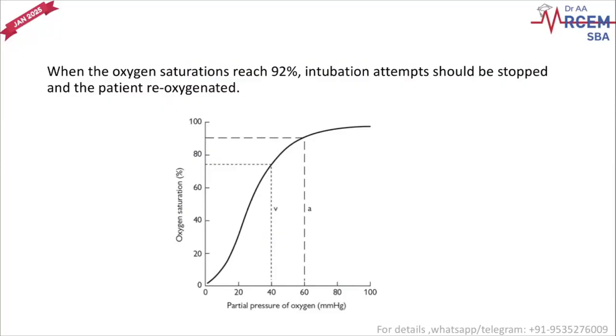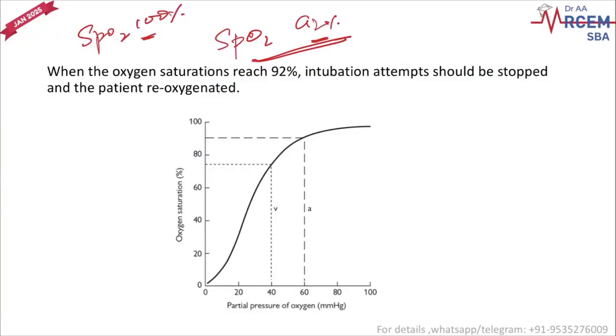The best method is to look at the SpO2 levels. If the SpO2 level reaches 92%, abort it. Because you have pre-oxygenated the patient, SpO2 levels will be at 100%. If they've fallen to 92%, that means the curve has come here. See here, from 100 to 92%, it has taken a longer duration. From 92%, it starts falling very rapidly. The patient will get deoxygenated very rapidly.